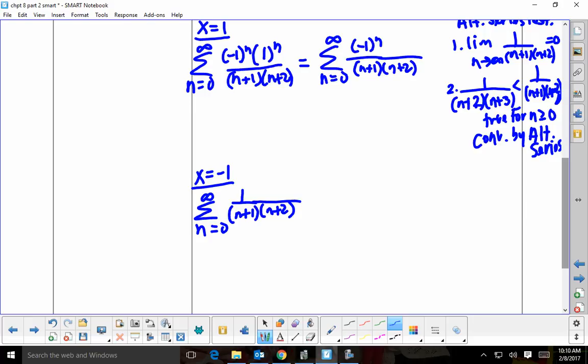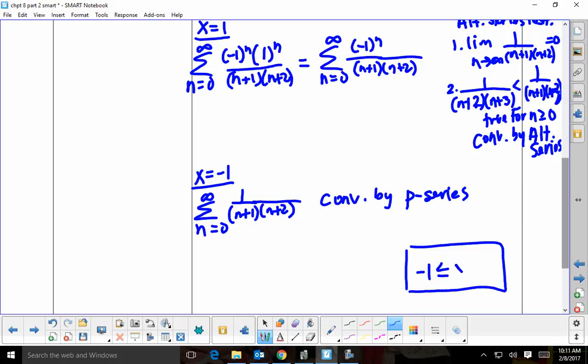What does this do? Converges by the p-series. That's basically 1 over n squared. Okay? So in this case, they both converged at the endpoints.